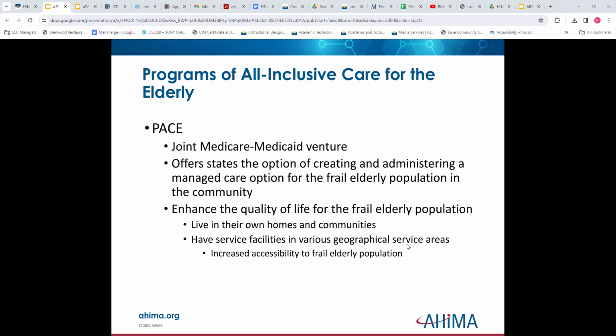The PACE program is a joint Medicare-Medicaid venture. We'll be hearing more about PACE in the years to come. What PACE does is give the states the option of creating a managed care option for frail, elderly populations within their state. And the idea is that the patients live in their own homes, and you have this managed care type of product that helps keep the patient out of the hospital and manage an appropriate level of care, preferably from home.